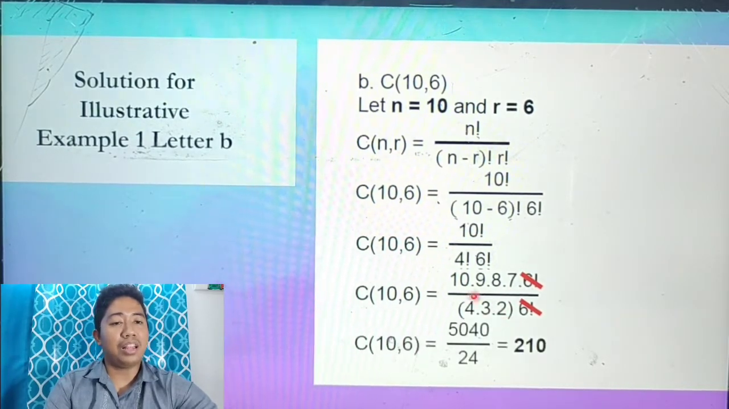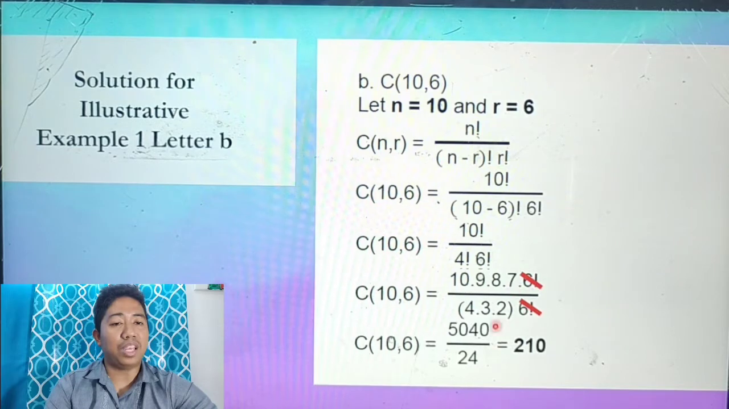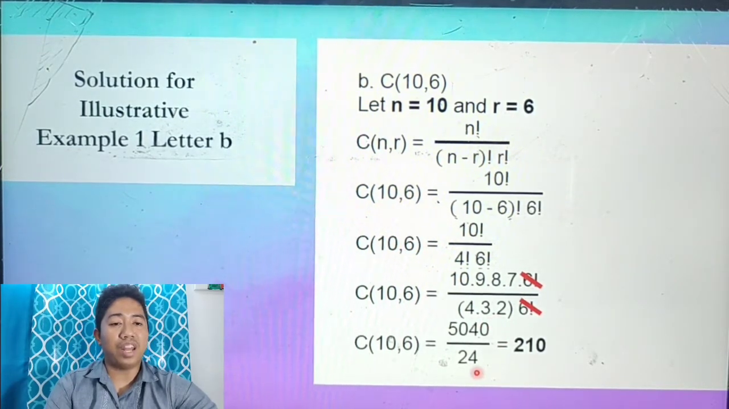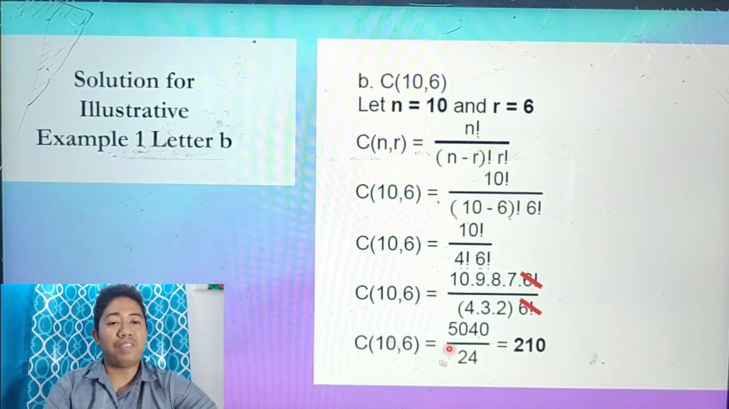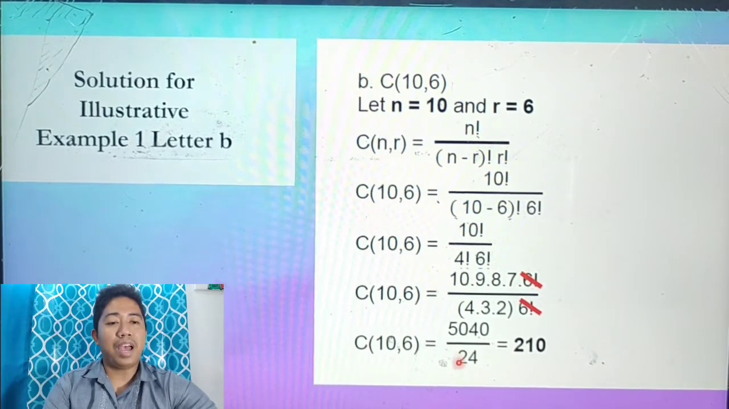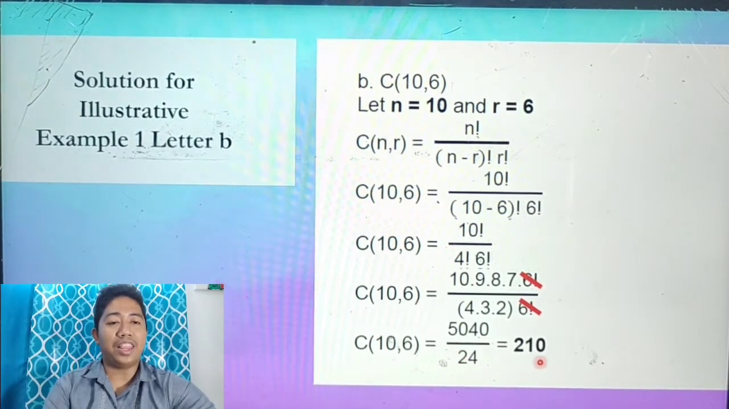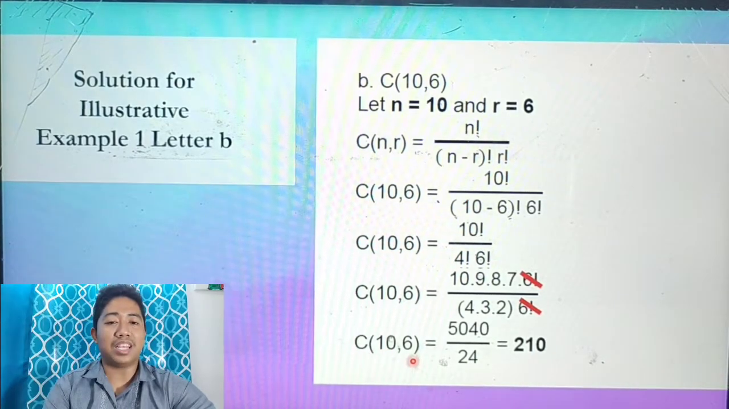So simplify, 10 times 9 times 8 times 7, so we get 5,040. And 4 times 3 times 2 is 24. So we get the quotient of 5,040 divided by 24, so we get 210. That is the value of combination of 10 taken 6 at a time. And that is the final answer.